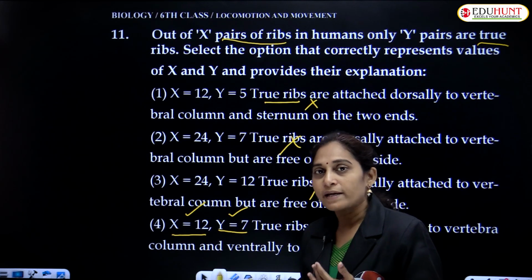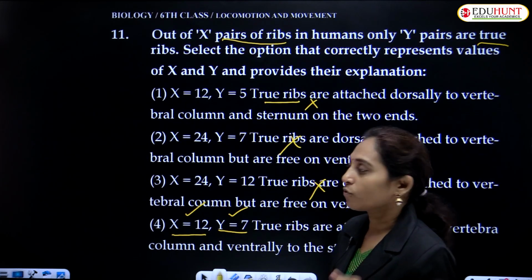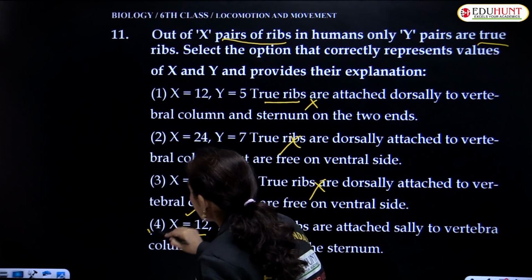Among these 5 pairs, 2 pairs are floating ribs. Correct answer 4.